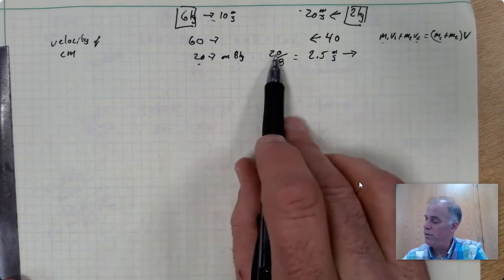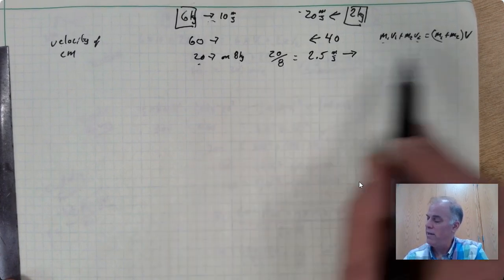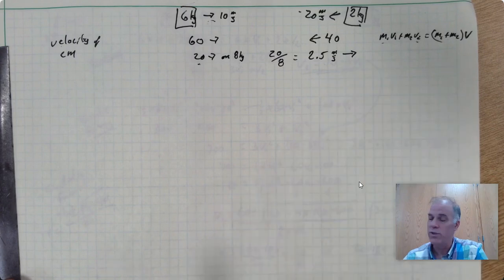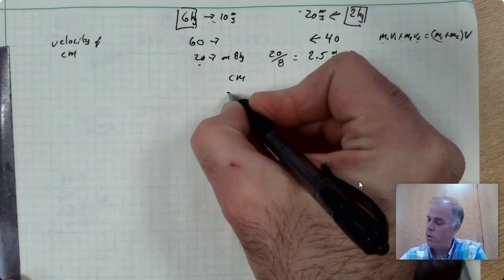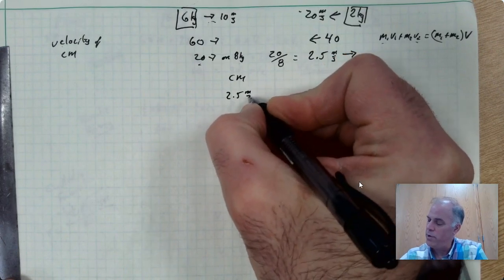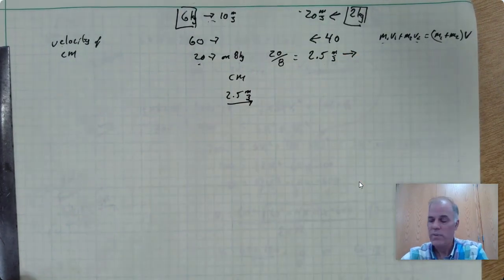So we're going to divide the total momentum 20 by the total mass 8, and we get a speed of 2.5 meters per second to the right. Okay, so we're going to keep track of that. So the center of mass is going 2.5 meters per second to the right.